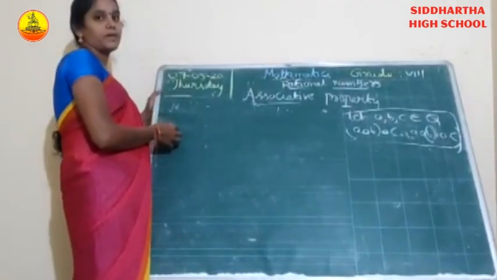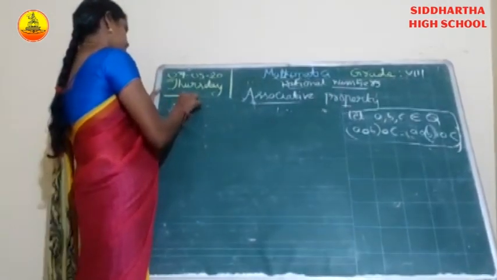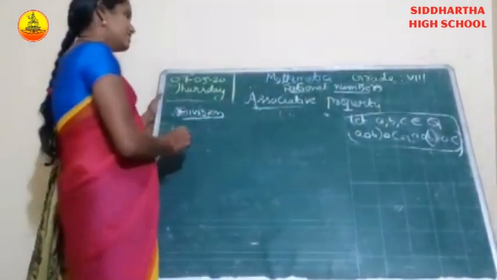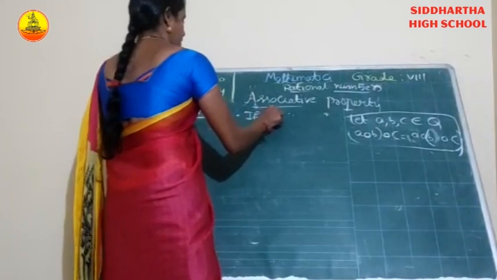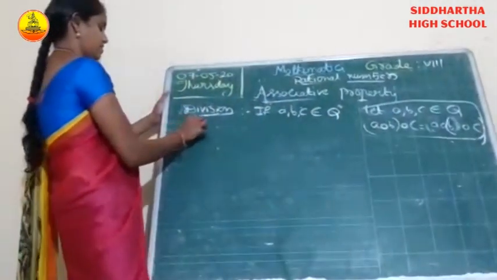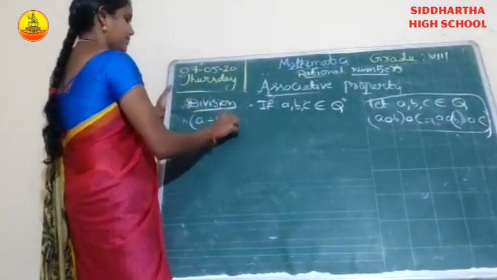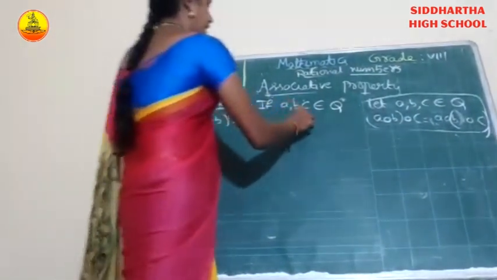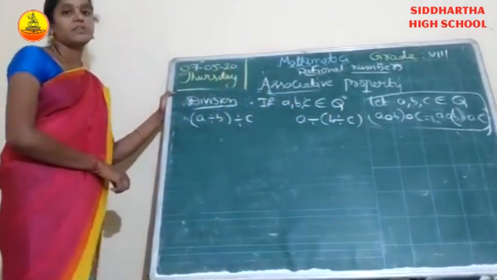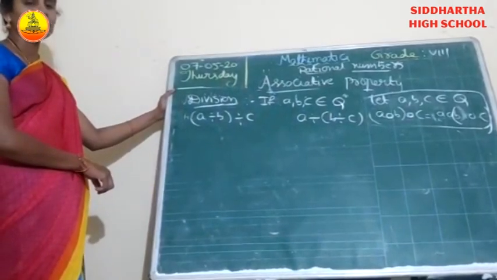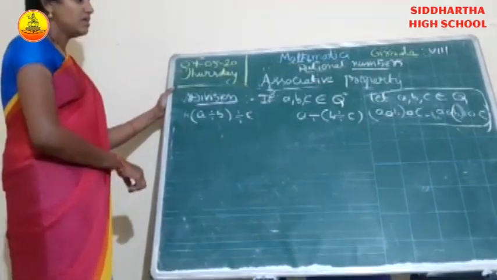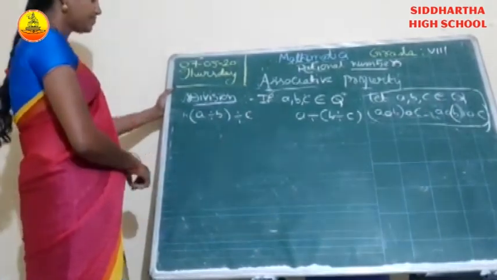Now, associative property under division. If A, B, C are any three rational numbers, then we have to check (A divided by B) divided by C and A divided by (B divided by C), whether both are equal or not. If they are equal, it satisfies under division, it holds good under division. If it does not satisfy, it does not hold good under division.